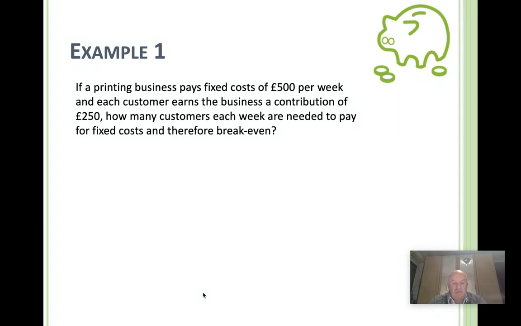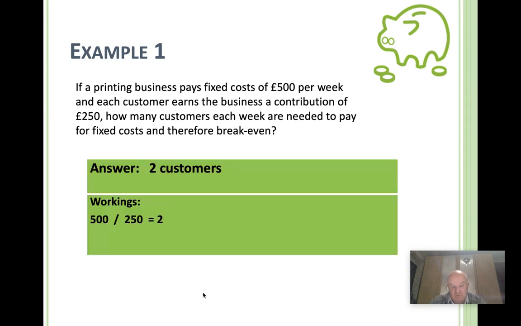Okay, so another example here of a business that's got a fixed cost of £500 per week, a contribution of 250. How many customers each week will it need to break even? Pretty straightforward, that one, isn't it? Okay, so 2 customers, that's £500 fixed cost divided by our contribution per customer. So we'd need 2 customers in order for that to work out.